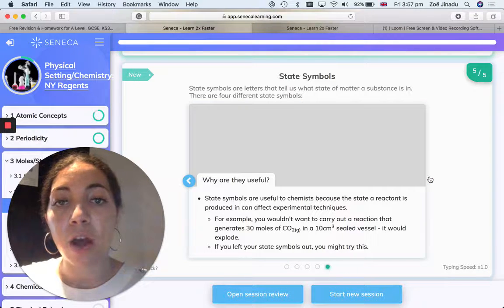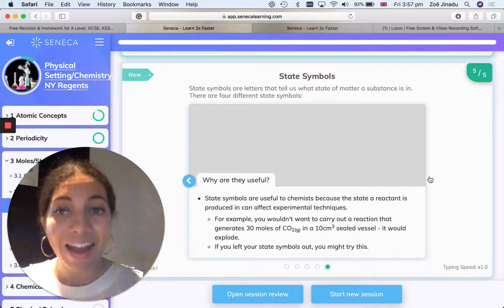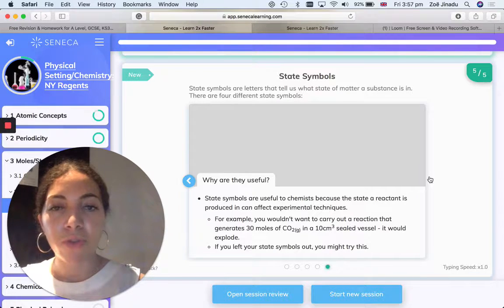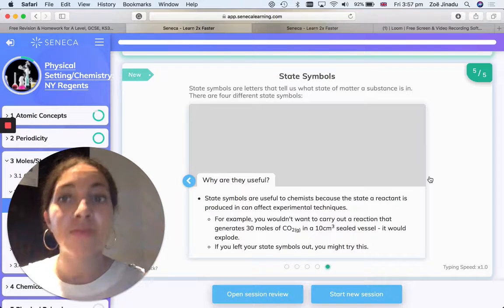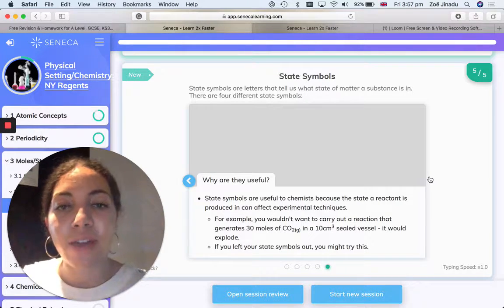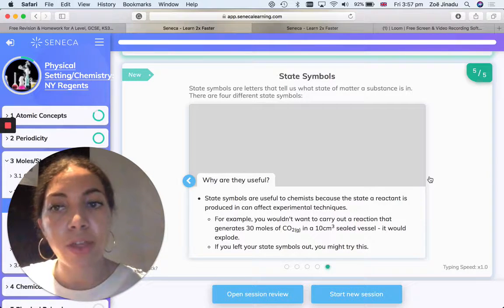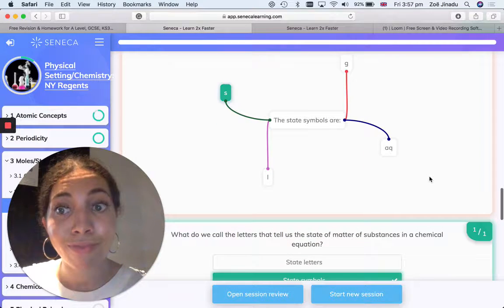State symbols are useful to chemists because the state a reactant is produced in can affect experimental techniques. For example, you wouldn't want to carry out a reaction that generates 30 moles of CO2 in a 10 centimetre cubed sealed vessel. It would explode. We don't want that. If you left your state symbols out, you might try this. And that wouldn't be great because you'd have an explosion on your hands.